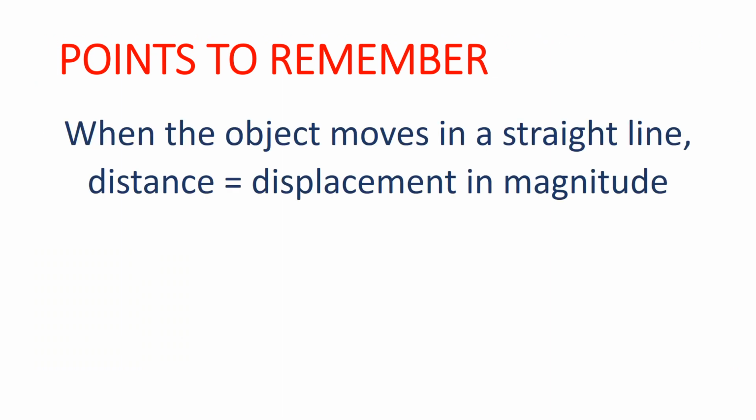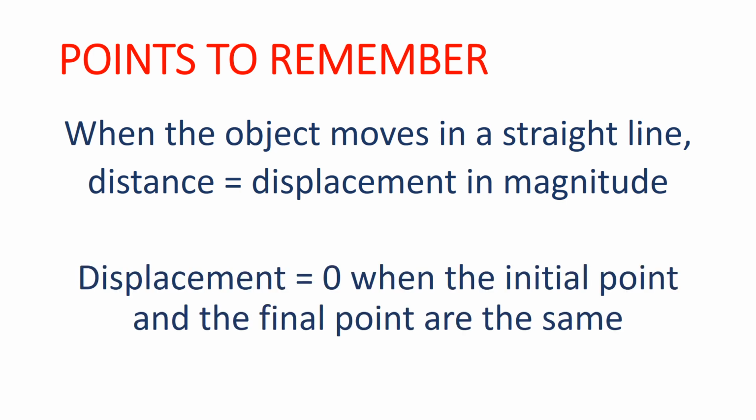Now the main points to remember. First point is that when the object moves in a straight line, the distance is equal to displacement in magnitude when the direction is not changing. Okay. Now the next point, displacement is equal to 0 when the initial point and the final point are the same.